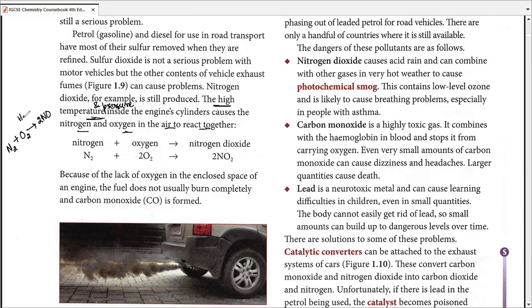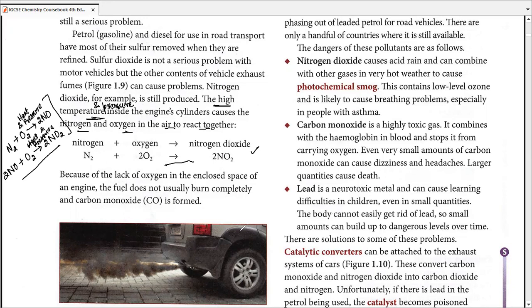Heat and pressure, write both above the arrow, and this 2NO further reacts with oxygen and forms 2NO2, again with heat and pressure. These are the stepwise equations. Either you write these two equations or you write a single one, it's the same. We write these two so that you understand how it is forming. You can write a single equation and just get it over with. Make sense?